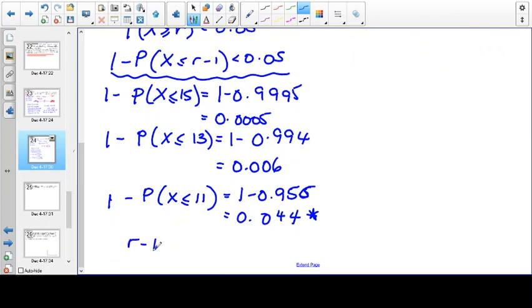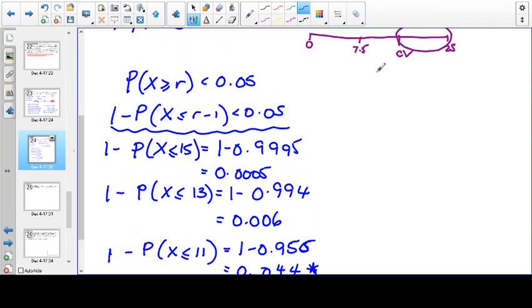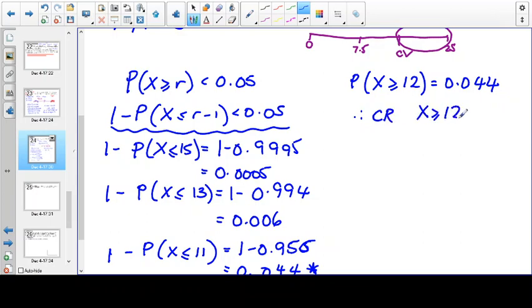So r minus 1 equals 11, therefore r must equal 12. So the probability that x is greater than or equal to 12 is 0.044. Therefore, the critical region is x is greater than or equal to 12. So this value here, this is 12.